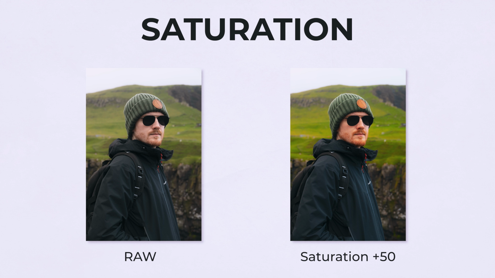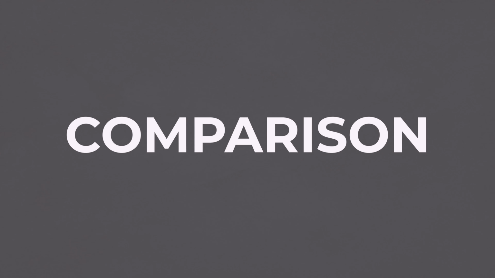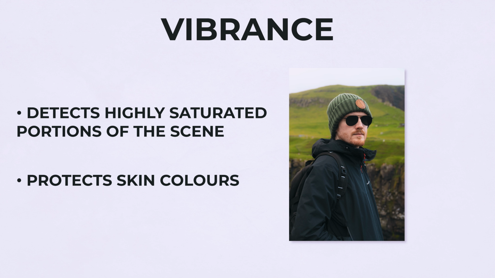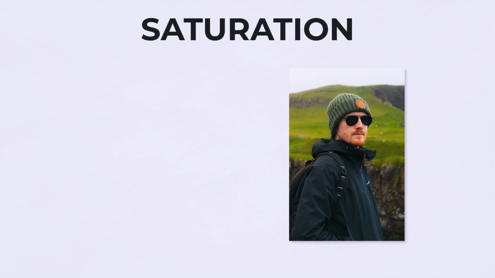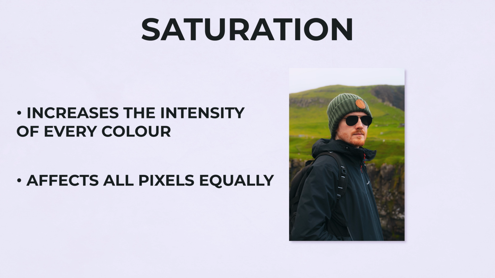To sum up, the main difference between vibrance and saturation is that vibrance detects highly saturated portions of the scene as well as skin tones. It protects them while increasing the saturation on the rest of the image. In contrast, saturation simply increases the intensity of every color in the entire scene, regardless of its current level. It happens because saturation affects all pixels while vibrance only adjusts the less dominant ones.